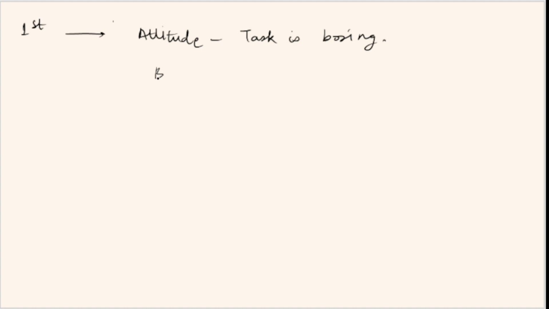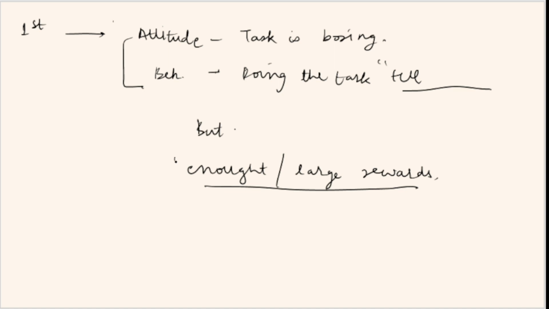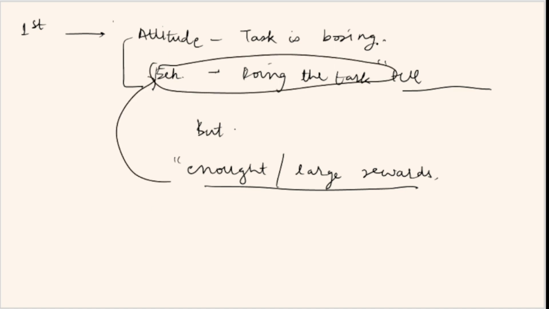And what was the behavior that they were doing? They were doing this task, and they had to tell people that the task was not boring. So there is a conflict. In the first group also there is a conflict. But they got enough money, or they got large rewards. Okay? So what will happen? They are now able to justify their behavior. So they will not change their attitude.